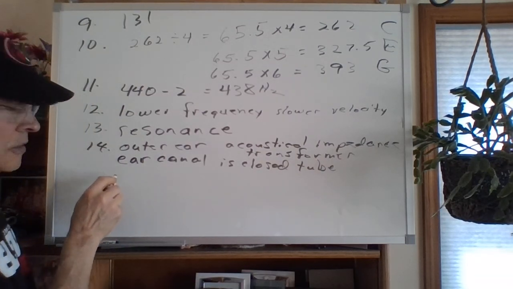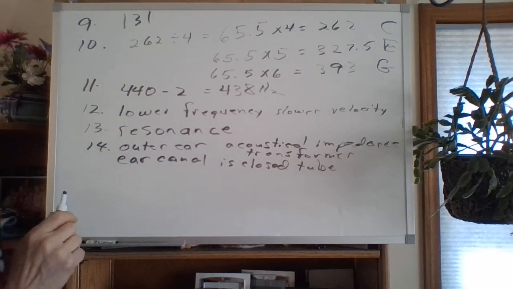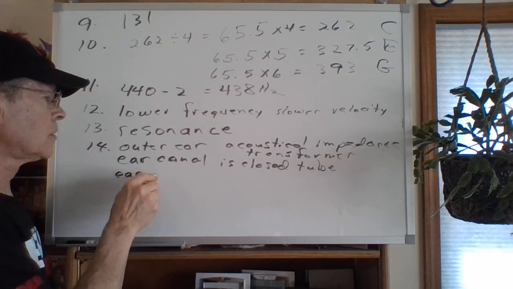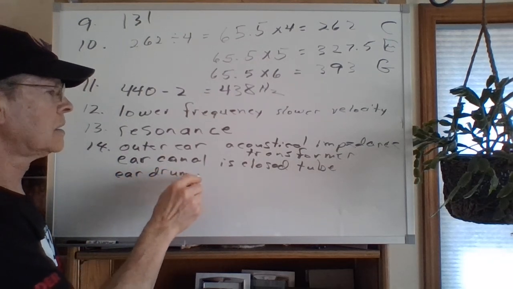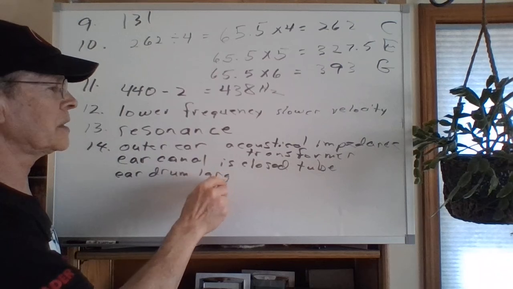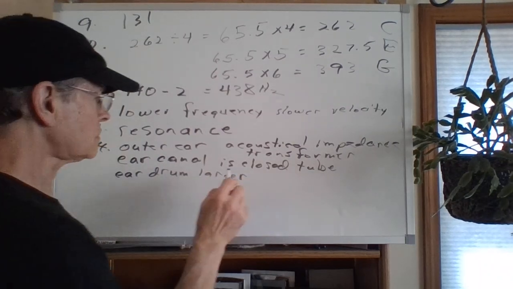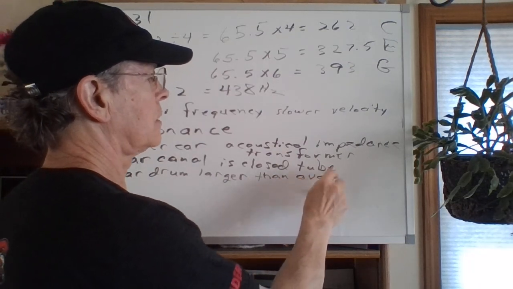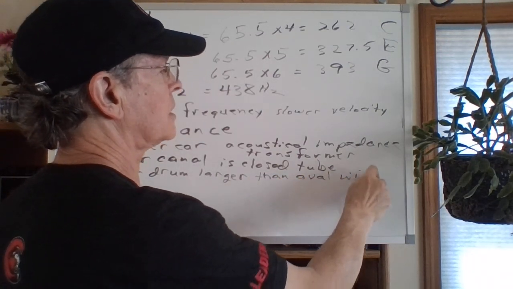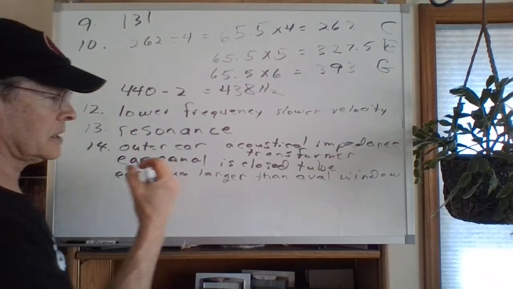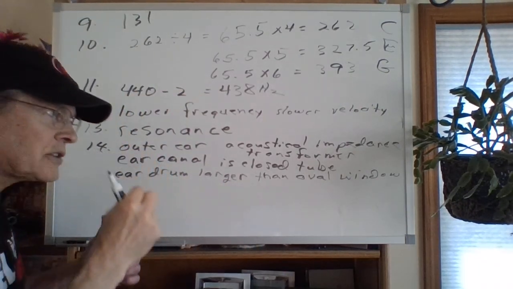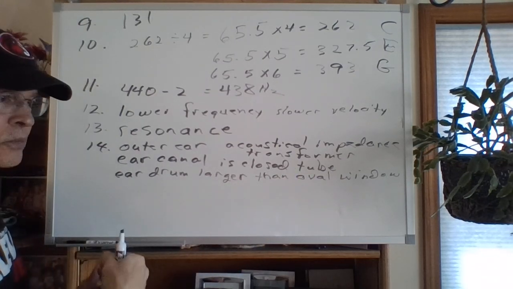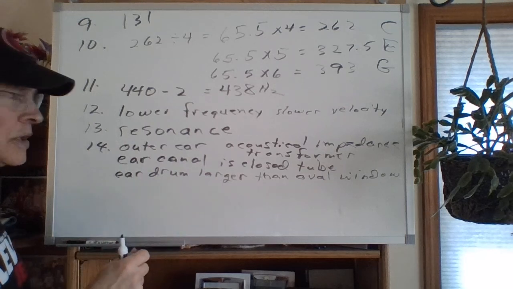Then the eardrum, of course, the eardrum, the tympanic membrane, is larger than the oval window. By doing that, it creates a hydraulic effect. You could think of it as all the energy that the eardrum captures being concentrated onto a smaller window, which is what opens up into the cochlea and has the fluid in it.